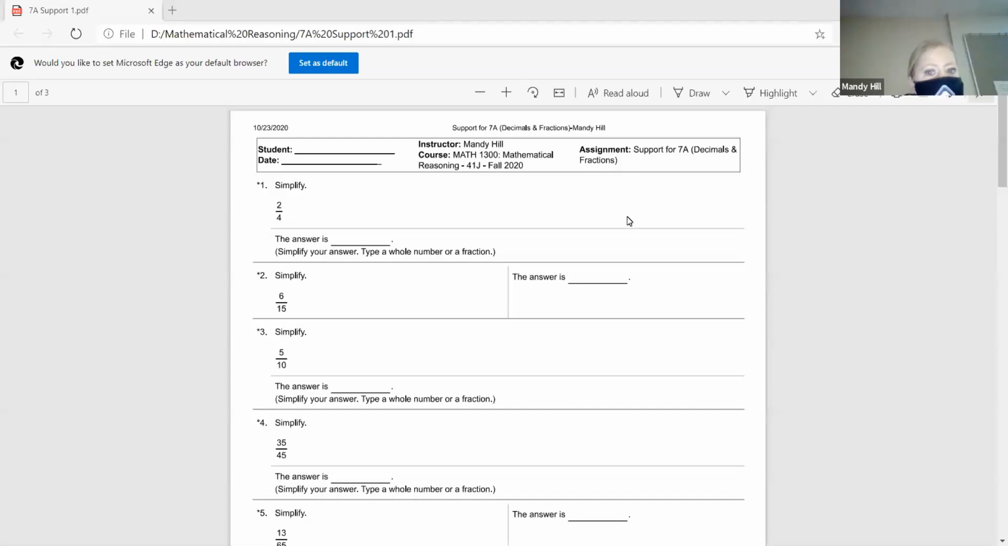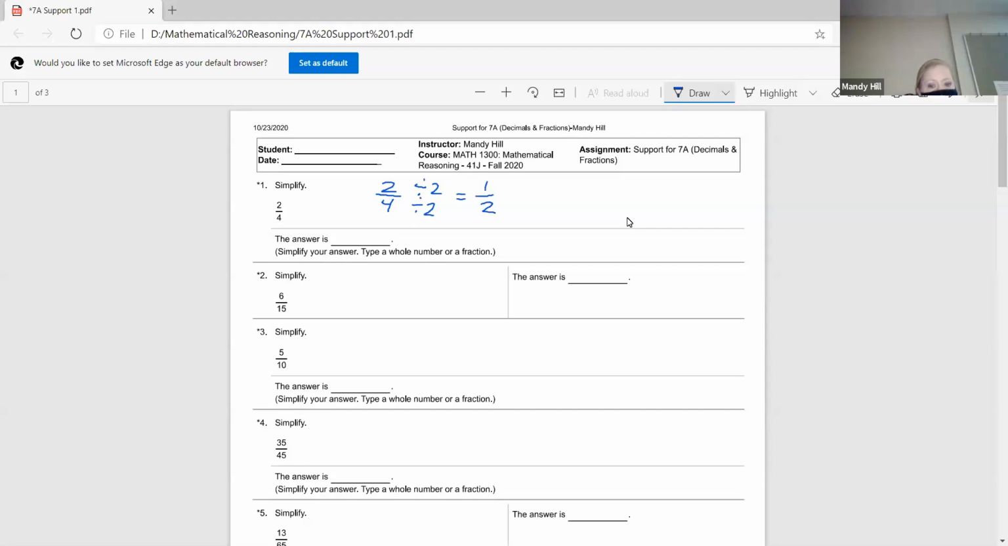So support for 7A, this one's decimals and fractions. If you have your graphing calculator, we all know how to reduce 2/4, or I think we do. If you've got 2/4, you would want to say, what goes into 2 that also goes into 4? Well, 2 will go into both of those, so you could divide the top and the bottom by 2, which would give you 1/2.